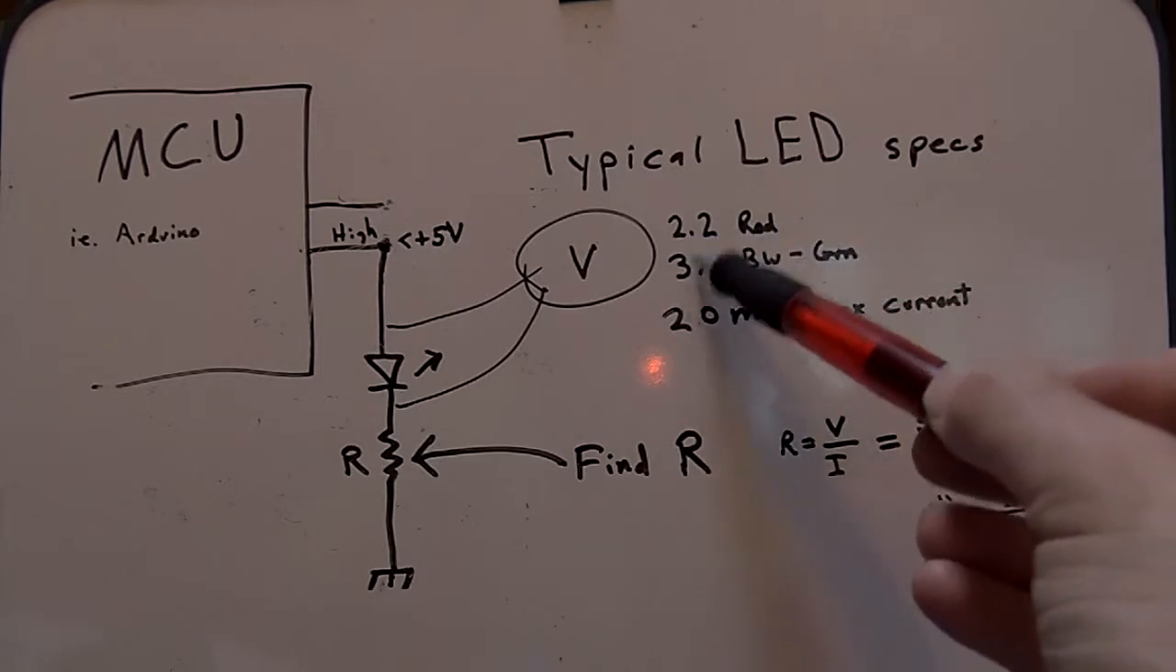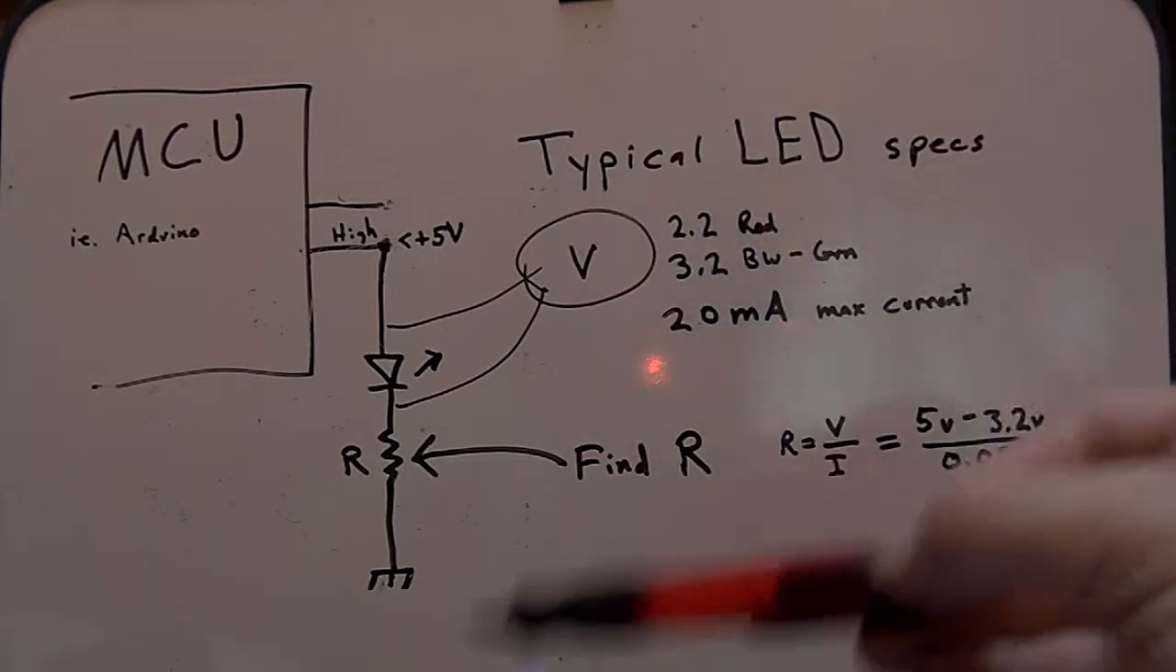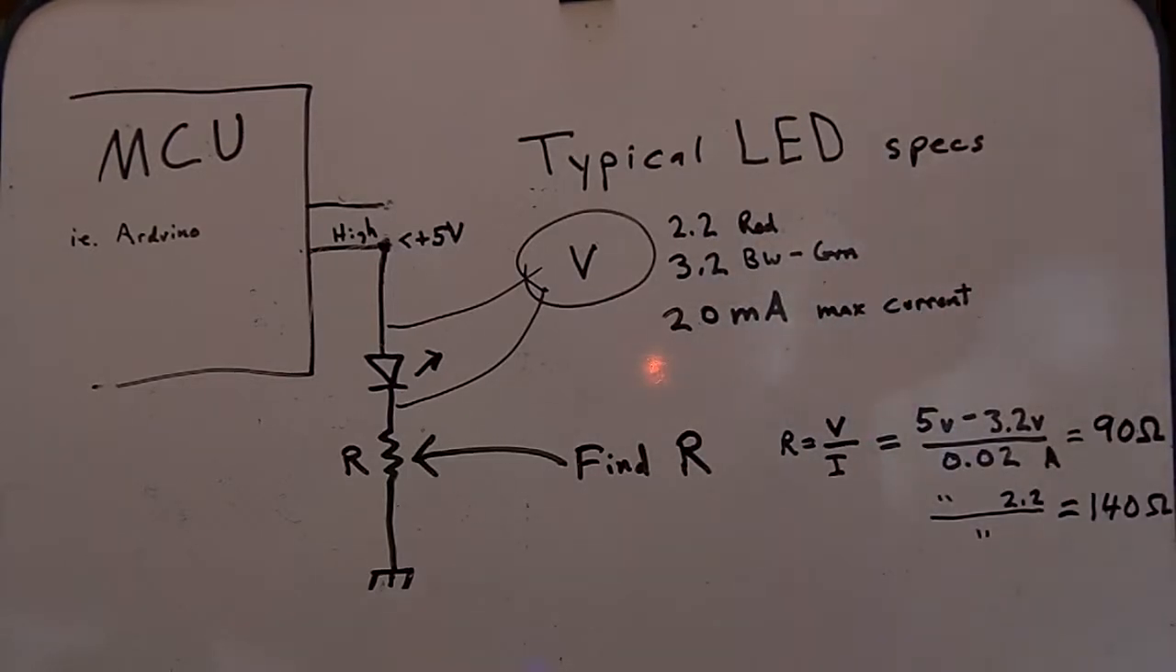And yellow is going to be somewhere in between normally. It kind of goes up a spectrum, but you really have to look it up or test it yourself to really know. But 3.2 is a very typical, and 20 milliamps is a very typical number to use.